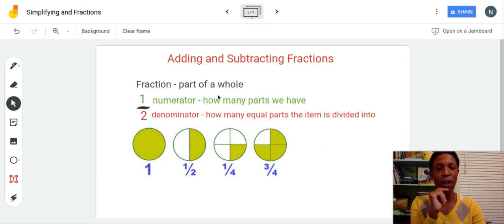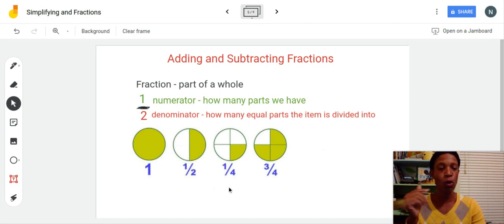So when we write a fraction, we know there's a number at the top. We have a fraction bar, and then we have a number at the bottom. So the numerator is the top number, and that tells us how many parts we have. The bottom number is the denominator, and that tells us how many equal parts the item is divided into.